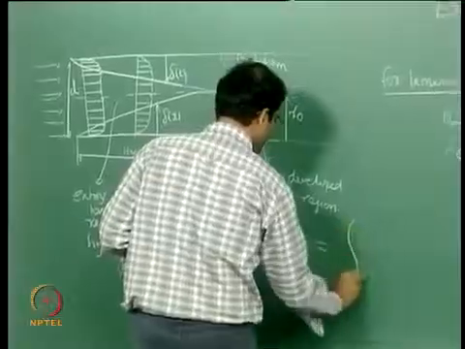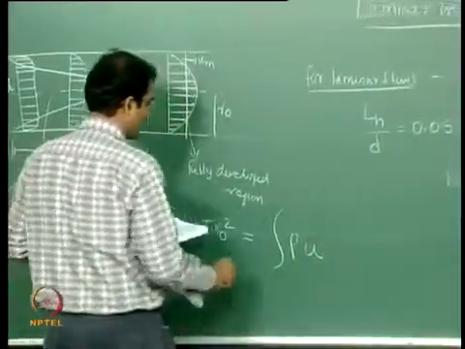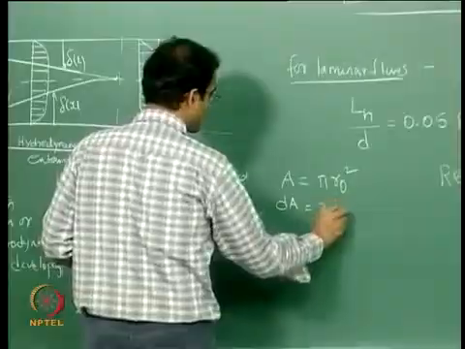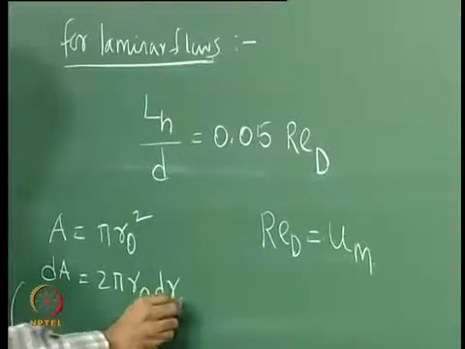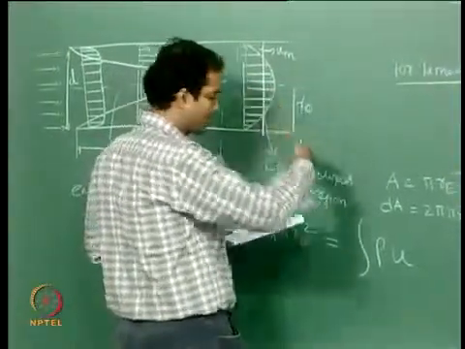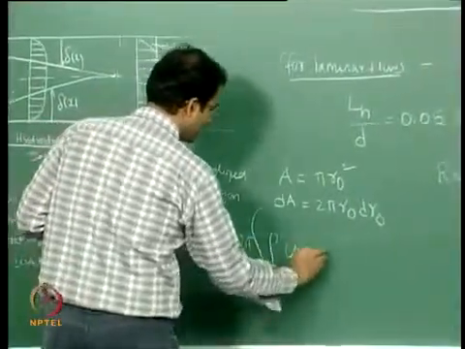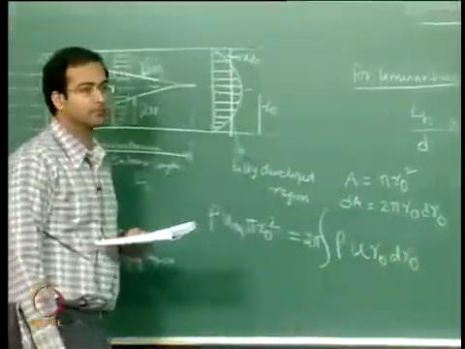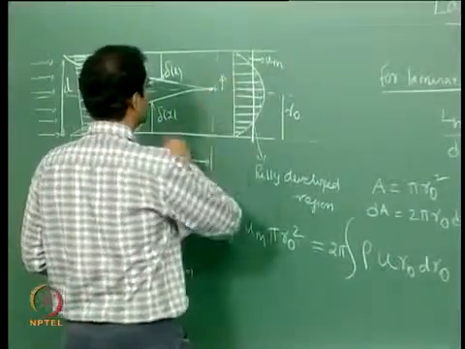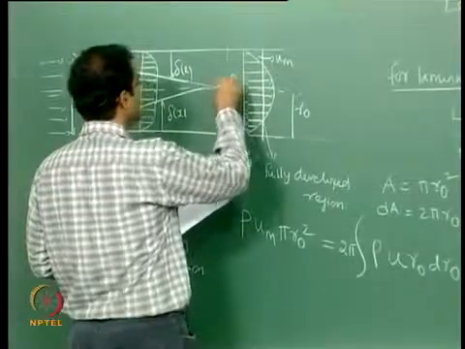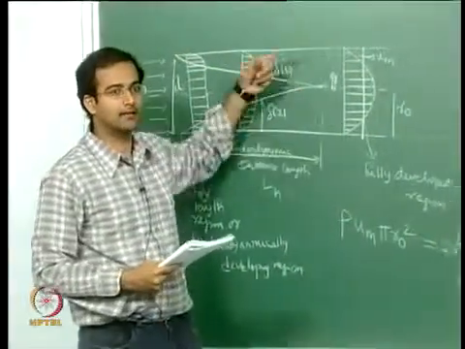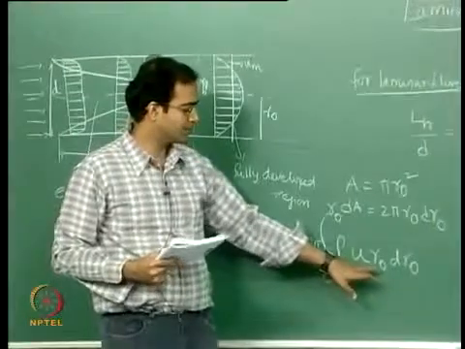So that is rho into u into, now if you say area is equal to pi r naught square, my dA will be equal to 2 pi r naught dr naught. Okay, so I can integrate this over the entire cross sectional area. Correct? So I have to integrate from, if I take the coordinate from the center, my radius from the center, this is 0 and this is r naught. Okay, so I integrate my profile across the entire cross sectional area. So that will be rho u into r naught into dr naught.